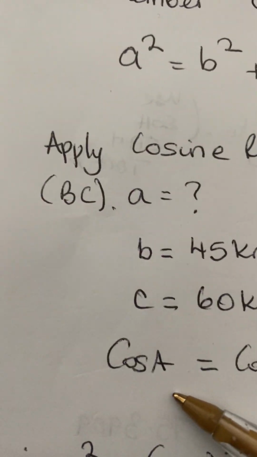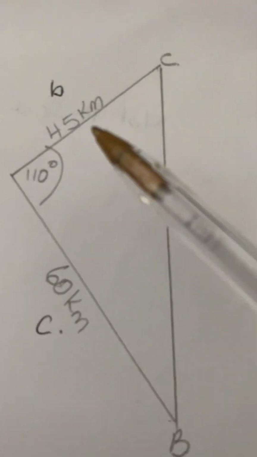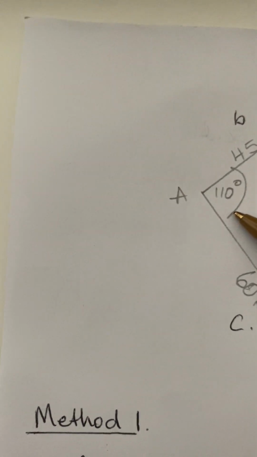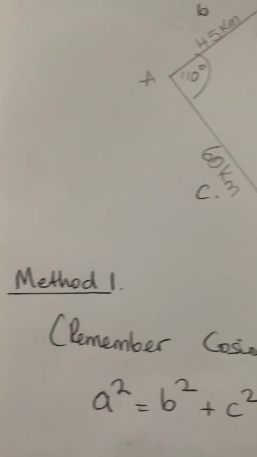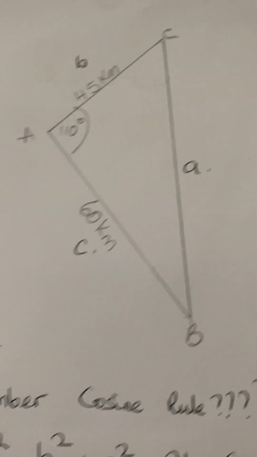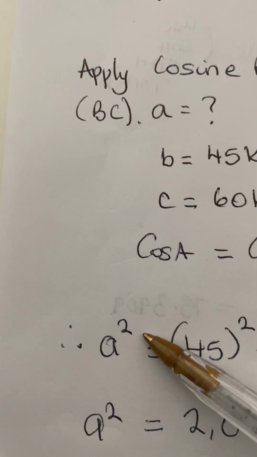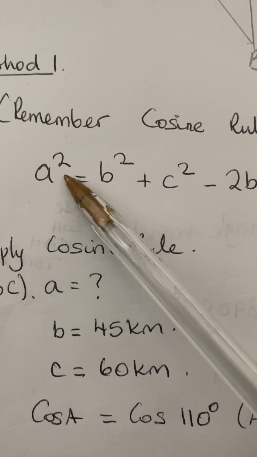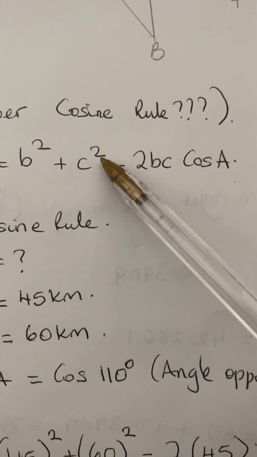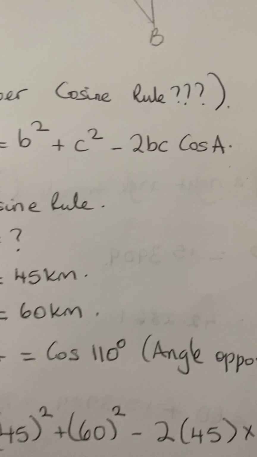So the cos at A here is 110, cos 110, okay? So I'm going to substitute that in the cosine rule to find A. Remember, it's A squared, not A, because it's A squared equals B squared plus C squared minus 2BC cos A.